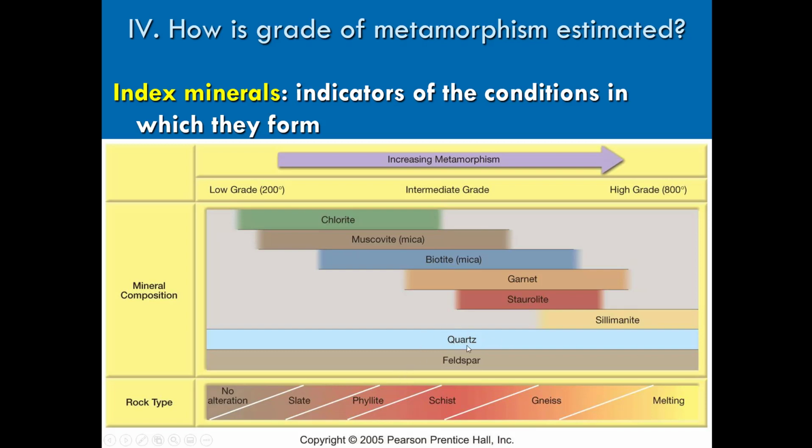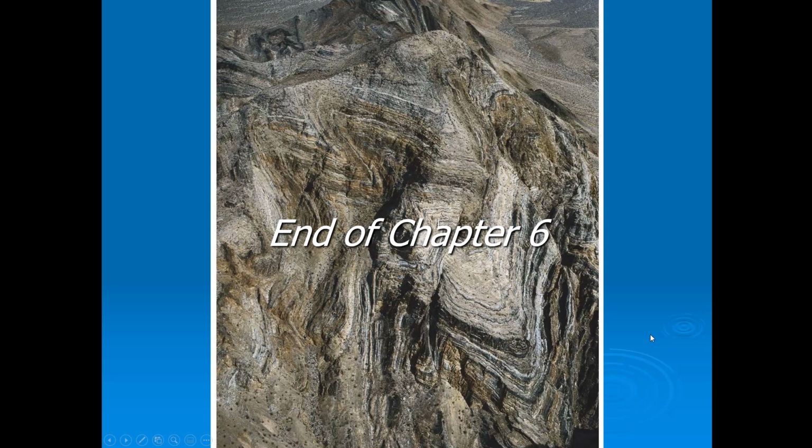So then down here, you also have these two minerals, right? You have the feldspars, which include a whole bunch of minerals like orthoclase and plagioclase, and then you have quartz. And you can see that these two minerals are not good index minerals. They don't narrow down at all the temperature that your metamorphic rock formed at, because they are stable from low to high grade metamorphism, so they're less useful. That's the end of chapter 6.